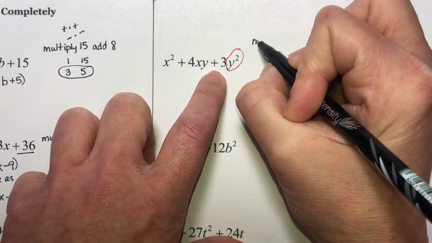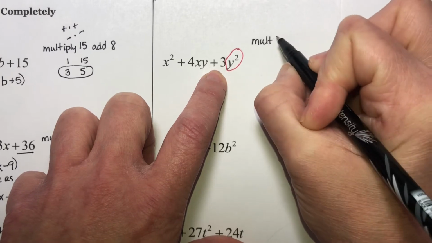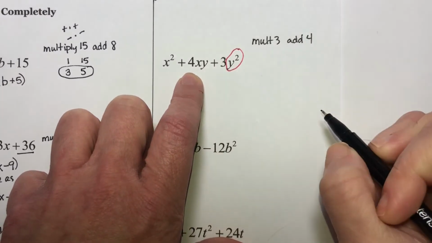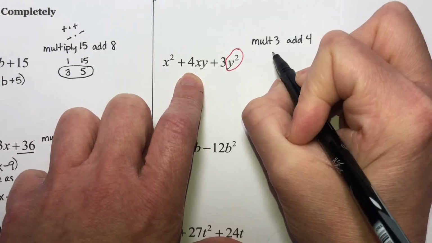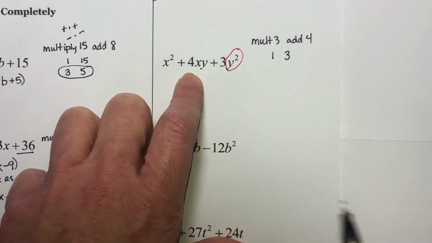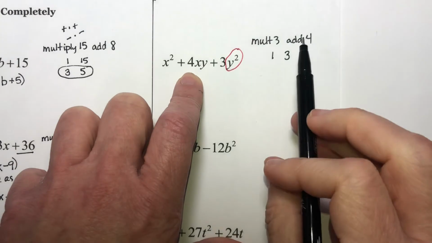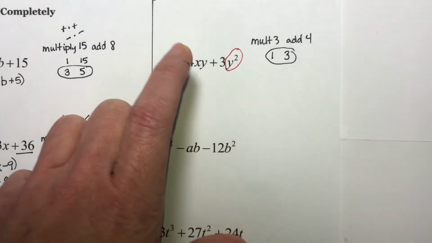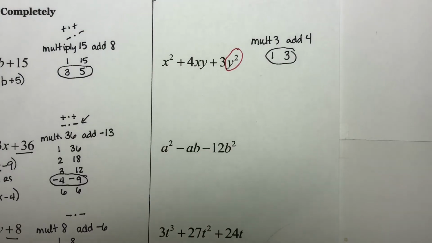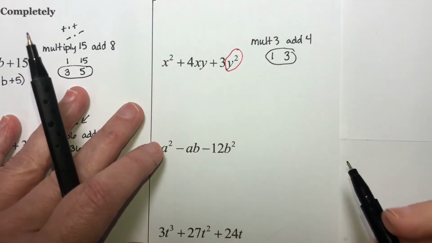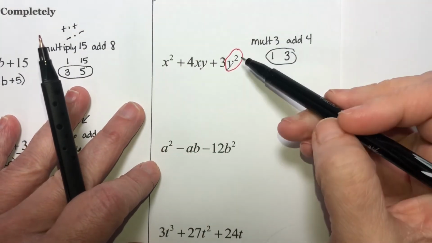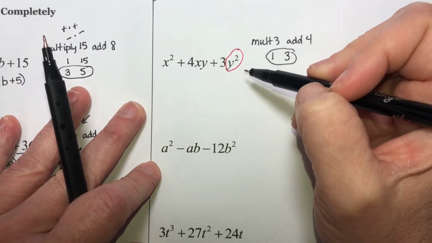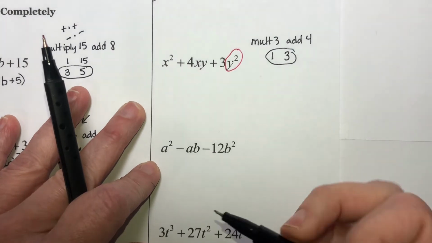I'm looking for 2 numbers that multiply to 3 and add to 4. Well, the only things that multiply to 3 are 1 and 3, or negative 1 and negative 3. And they do add to 4, so I'm going to use these 2 numbers. We need to be careful about how we write our answers here. We have to remember to take care of this y squared. It may help you to go ahead and circle it, so you remember to put it in your answer.